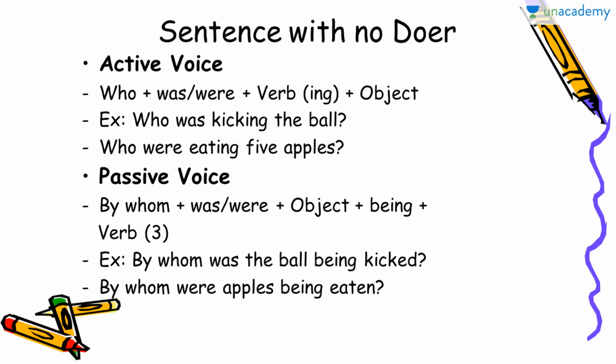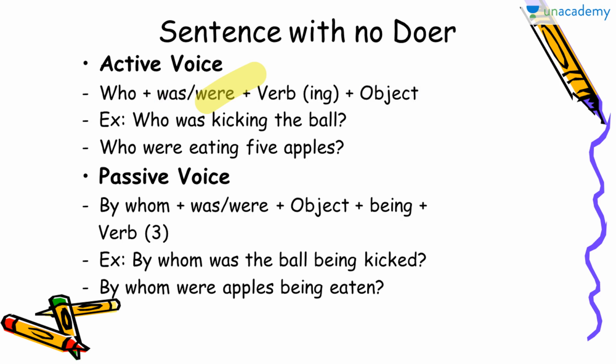And at last we have the fifth category of sentence, which is sentence with no doer. That means we are asking a question to know the name of doer, to know who has done that action. In active voice, it will start with who, followed by was or were, then verb ing form, and then object. Now, if I have a little idea that the doer is singular, I will use was. If I have a rough idea that the doer could be more than one person, I will use were.